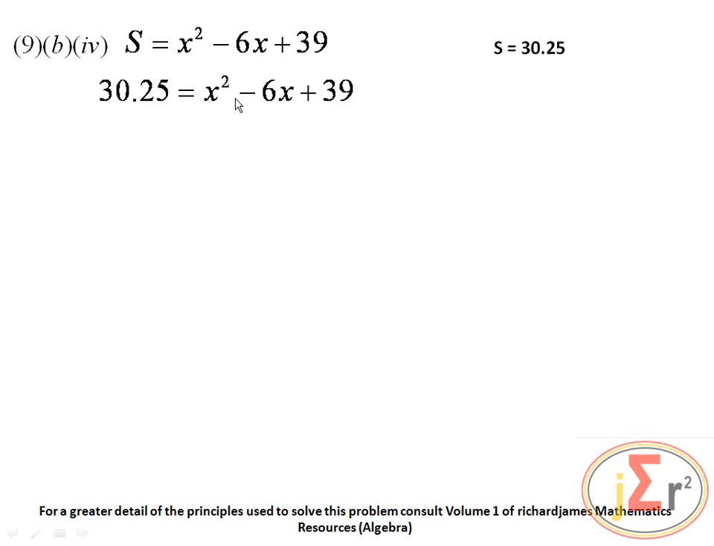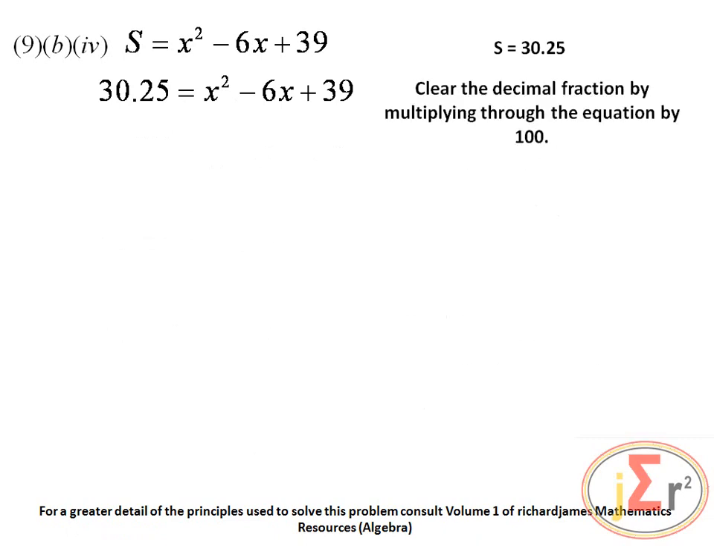So where we see S, we put 30.25. Then we are required to solve this equation in order to find the values of x. So first thing, we are going to clear this decimal fraction that we have here by multiplying through the entire equation by 100. So we have a horribly large expression. That is it. A very large expression.